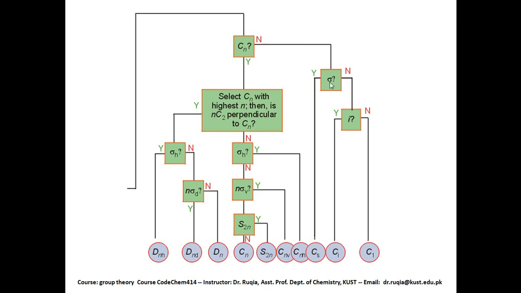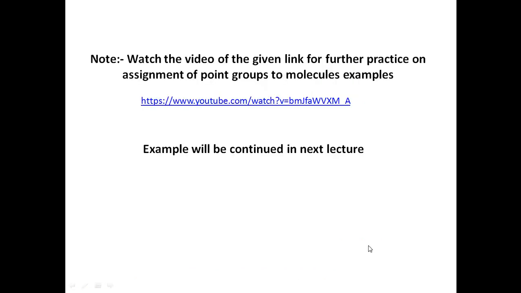If the sigma, that is the mirror plane, is there, it will belong to Cs. If the mirror plane is missing, we look at the center of inversion. If the center of inversion is there, it is the Ci class. And if center of inversion is also missing, it will belong to C1. This is the class which is possessing only identity.